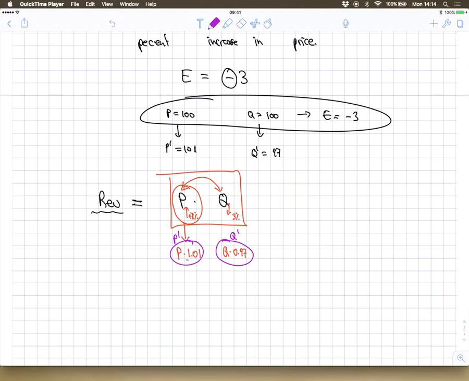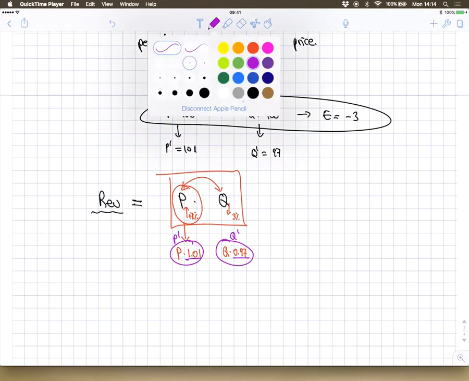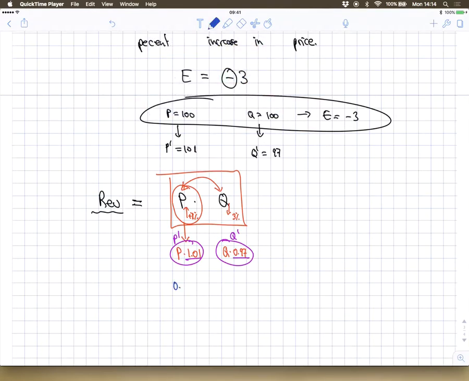But what do you know about 1.01 and 0.97? So you're going to have 1.01 times 0.97 times the original P times Q. What do you know about this? Lower than 1 or greater than 1? Lower than 1.